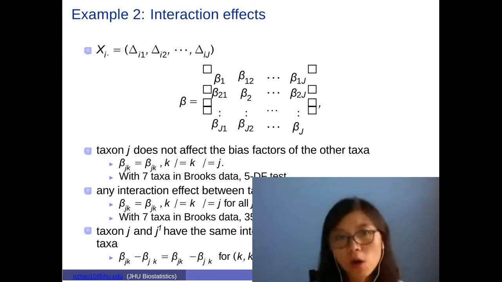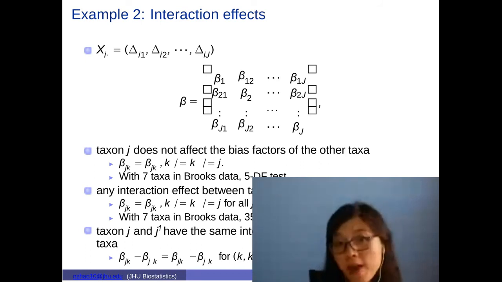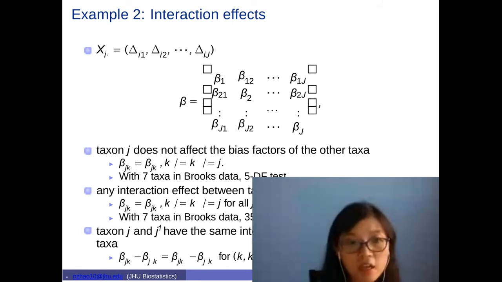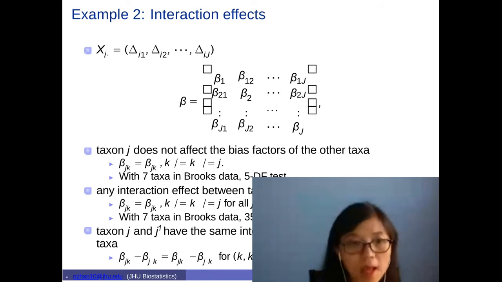And if we go on to even more complex models, such as when we want interactions, such as in the Brooks data, suppose we want to know whether taxon j impacts the bias factors of other taxa. That is to ask whether beta jk equals beta jk prime, where k is not equal to k prime, which is not equal to j. So suppose we want to know whether taxon 1 impacts the bias factor of other taxa, which essentially talks about whether beta 1,2 equals beta 1,3 equals beta 1,j. And for the Brooks data, this will be a 5 degrees of freedom test.